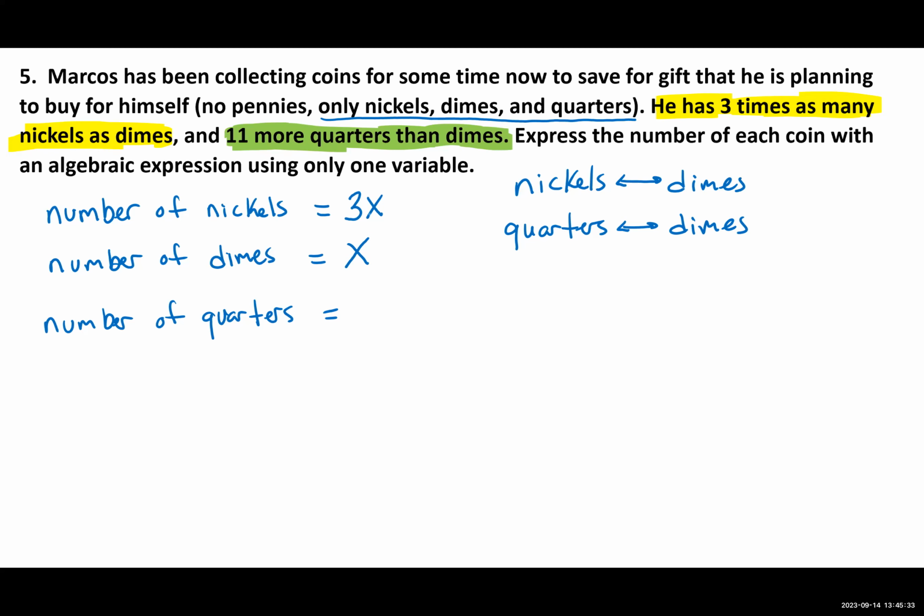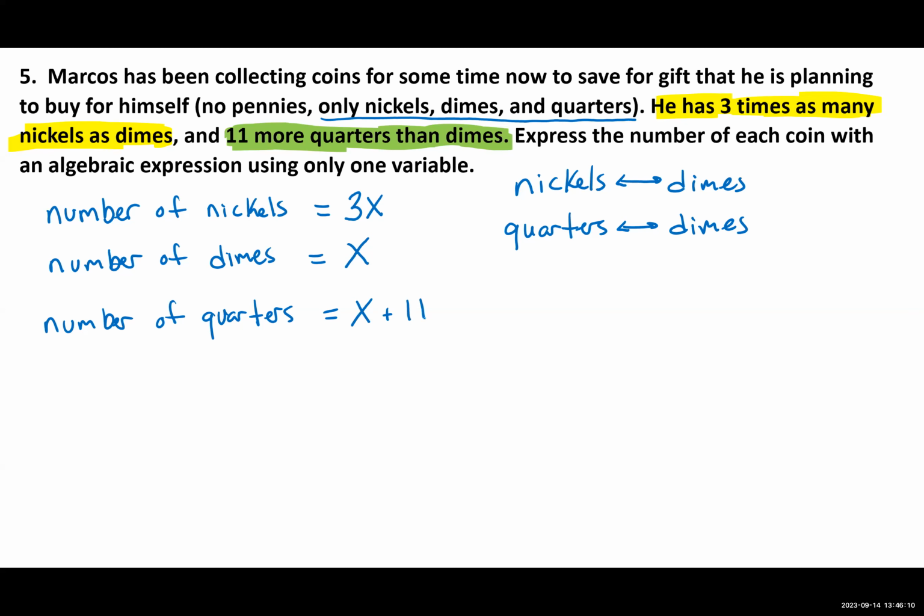And then the statement that's highlighted in green, 11 more quarters than dimes. So there's also more quarters. How many more? Well, 11 more. 11 more means plus 11. 11 more than means addition. So we could say x plus 11 is our symbol that represents the unknown number of quarters. So we have x dimes, we have 3x nickels, and we have x plus 11 quarters.